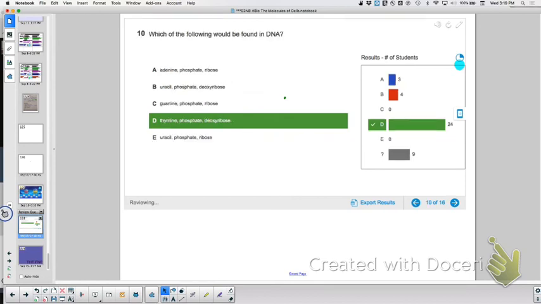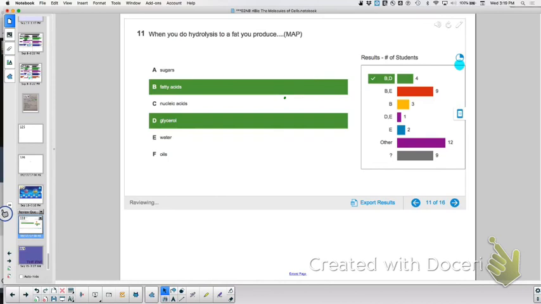Number 10, which of the following would be in DNA? Thymine, because it's only in DNA. Phosphate, both. Deoxyribose is found in DNA. What's wrong with A? What's wrong with B? Uracil. Uracil is not going to be hooked up with deoxyribose. Good job. Number 11, when you do hydrolysis to a fat, you get fatty acids and glycerol. You do not get sugars. You do not get nucleic acids. You don't get water because you consume water, right? You have to put water into that, and you don't get oils. 4 of you got it right.